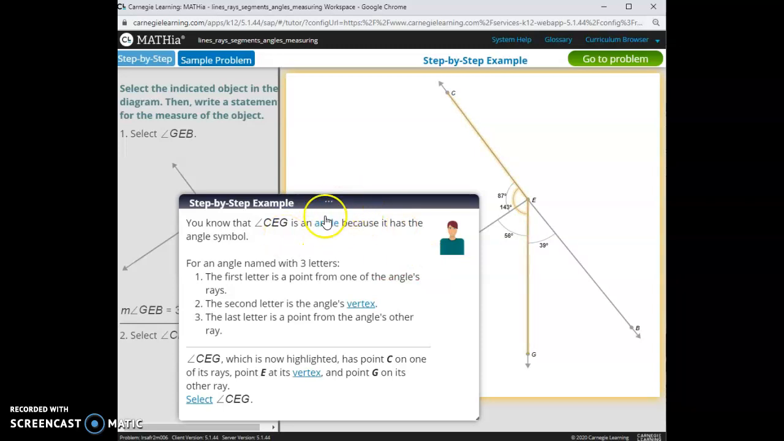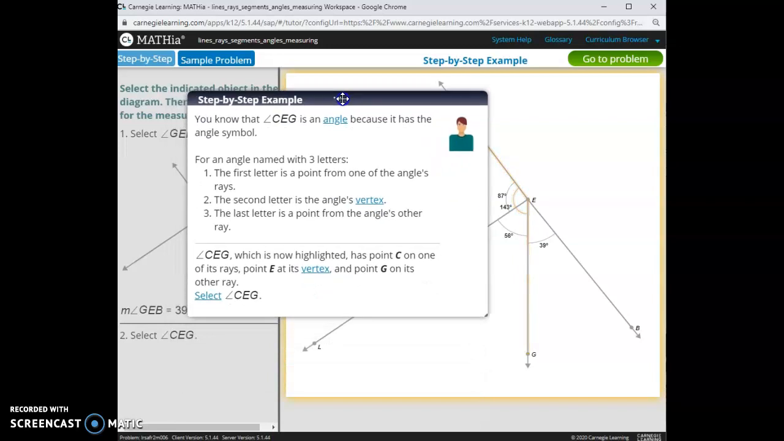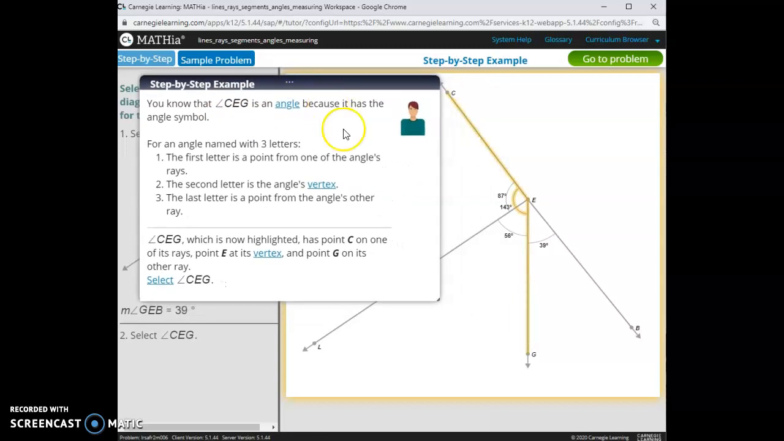All right, you know that angle CEG is an angle, right there. Angle CEG is an angle because it has the angle symbol. So this is the same as what we just did, but using a different angle. Angle CEG, which is now highlighted, has point C on one of its rays. There's the ray EC. Point E at its vertex, there it is, the common point that the 2 rays share. And point G on its other ray, there's the other ray EG.